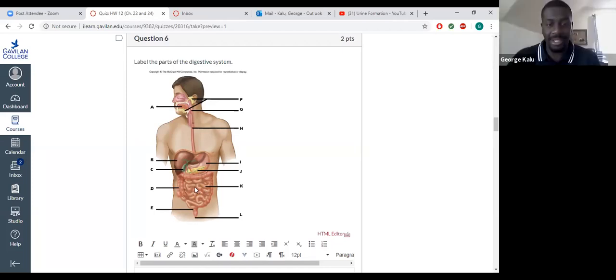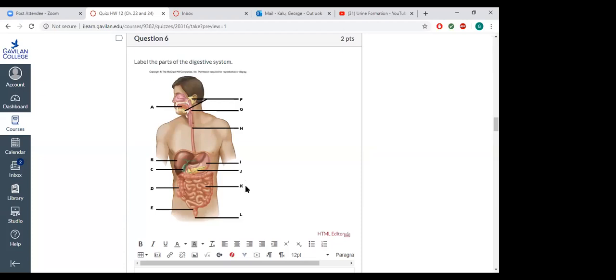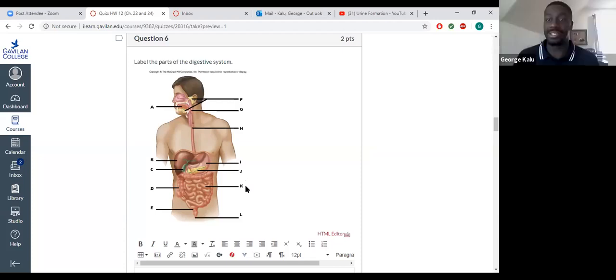So that's the pancreas's job. Then we get to the small intestine. Sorry, I just kind of gave that one away. So K is the small intestine. The small intestine's job is mainly that the majority of the digestion and absorption takes place there. And then the last part, which is L, is what? The anus. Right, and that is where the feces will be exiting the body from.